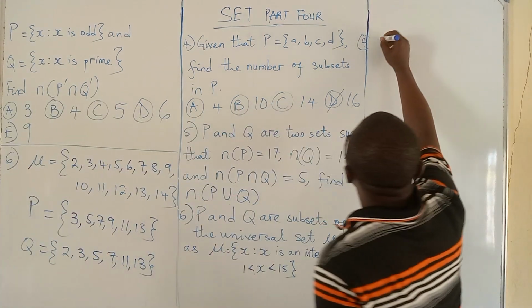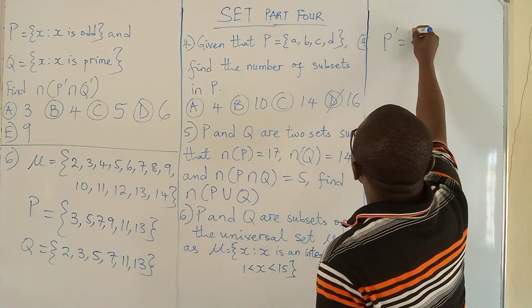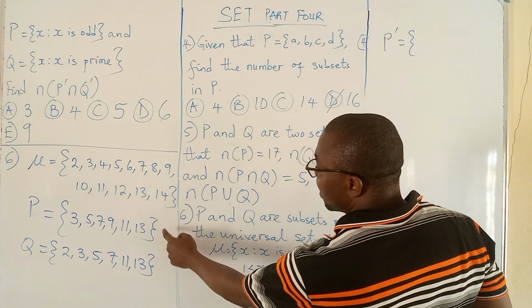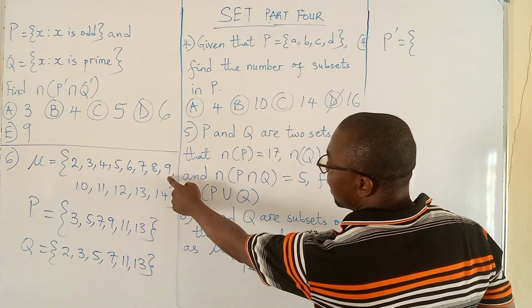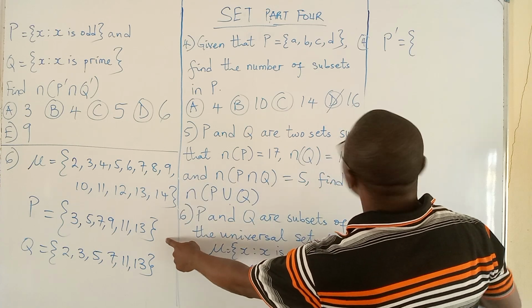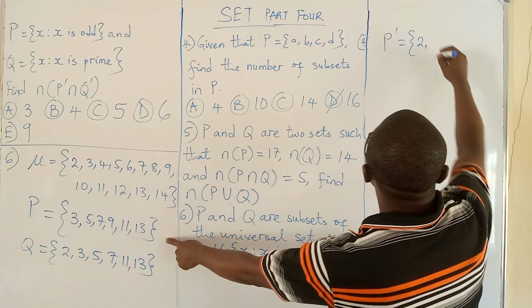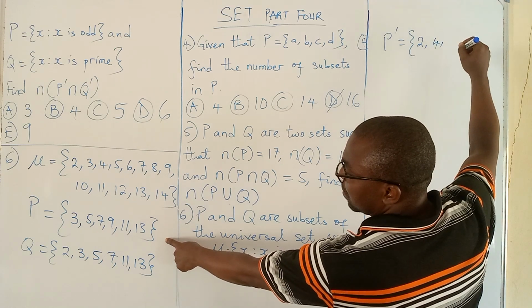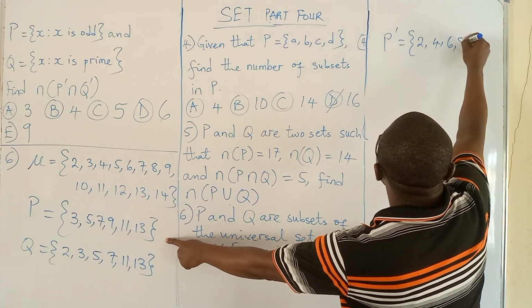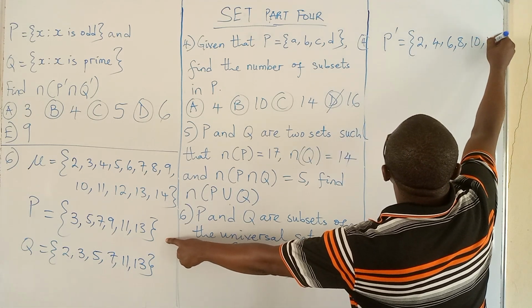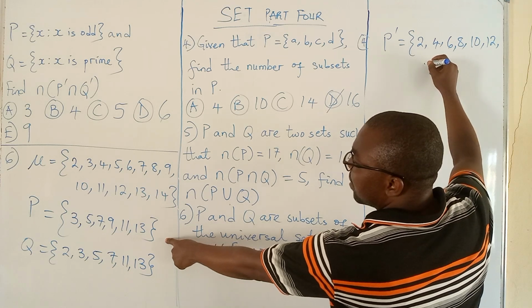So what is P complement? P complement simply refers to all the elements that are in the universal set but not in the set P. So we have 2, 4, 6, 8, 10, 12, 14.